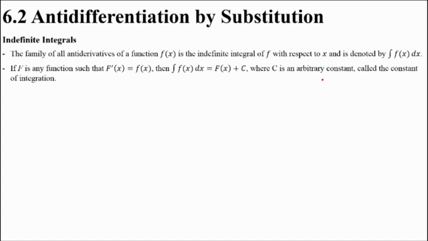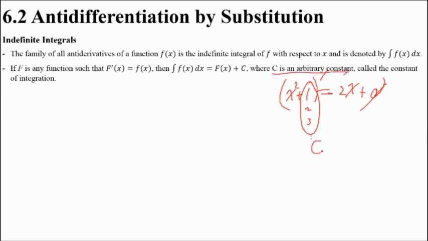Just a review. Say something comes out when you take the derivative, maybe 2x. It is possible that it came from x squared plus 1, 2, 3, whatever. Because with plus C, the derivative of the constant is 0, so we don't care about this number. So we simply call it C, the arbitrary constant.